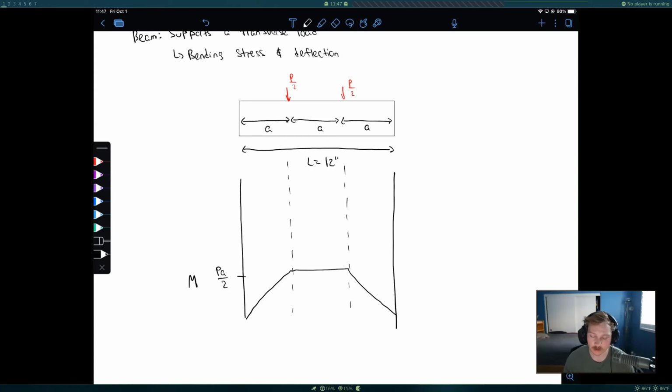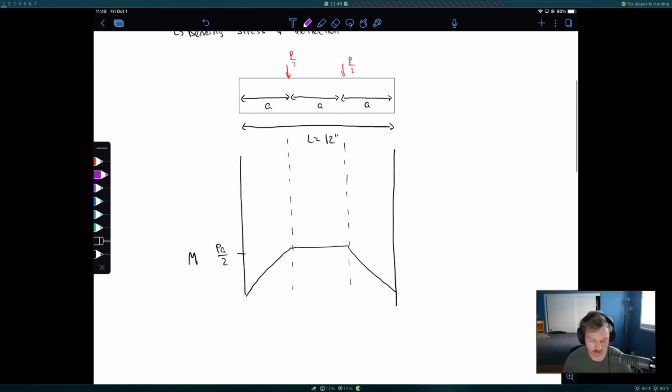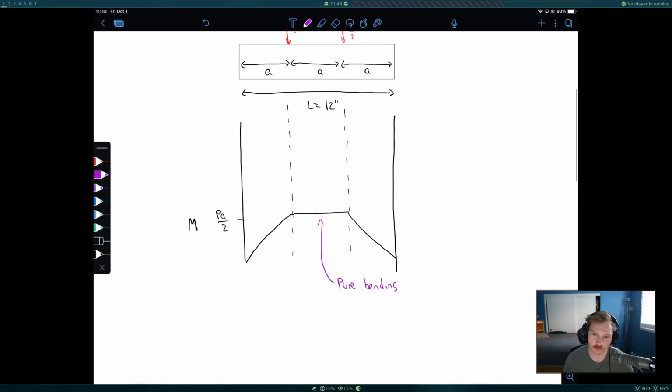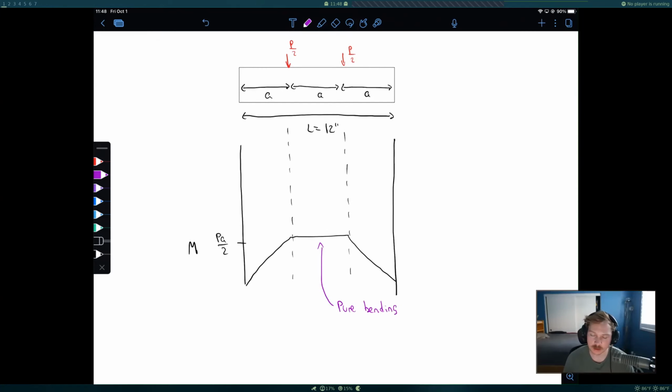So in the very center here, in that center section, we have just the moment. The moment is constant there. And what that is saying is that we have pure bending in that very middle section. Okay, so right here we have pure bending. So there's no shear force present. So that's going to be the area of interest for the lab. That's where we're going to look at the bending stress and the vertical deflection.